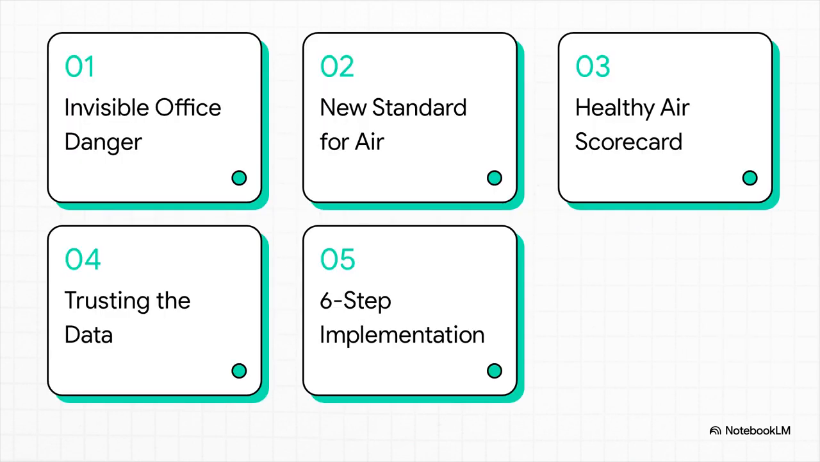So in this explainer, we're going to cover 5 main things. We'll start with why we should even care about this, the invisible danger in our offices. Then we'll introduce this new standard. After that, we'll break down what they call the Healthy Air Scorecard. We'll see how we can actually trust the data. And finally, we'll walk through a 6-step plan for how it all gets put into action.